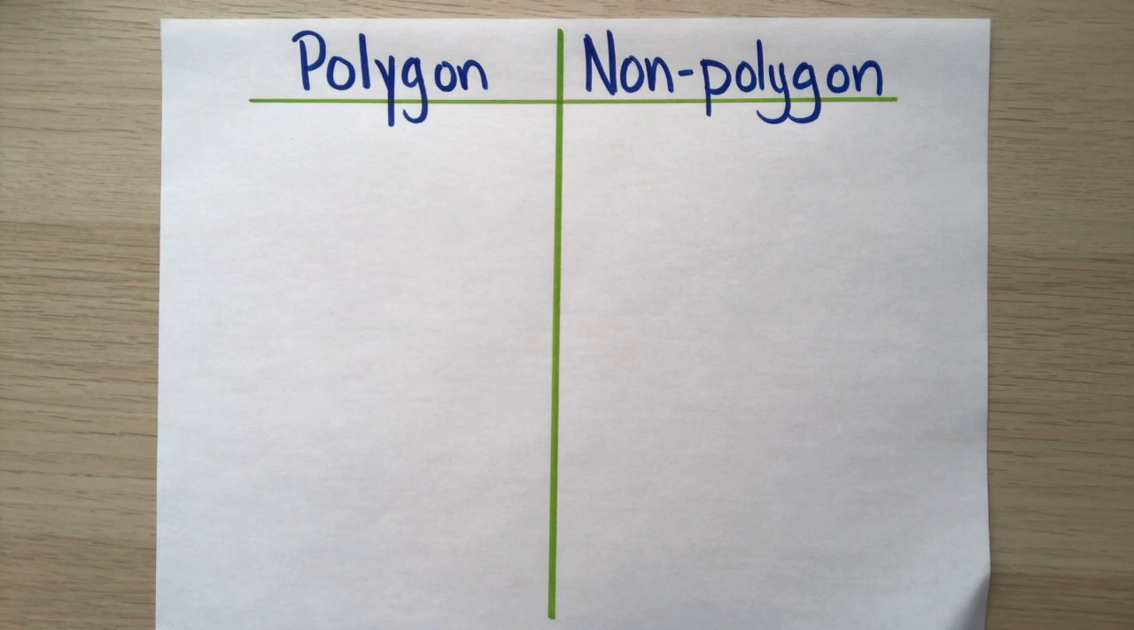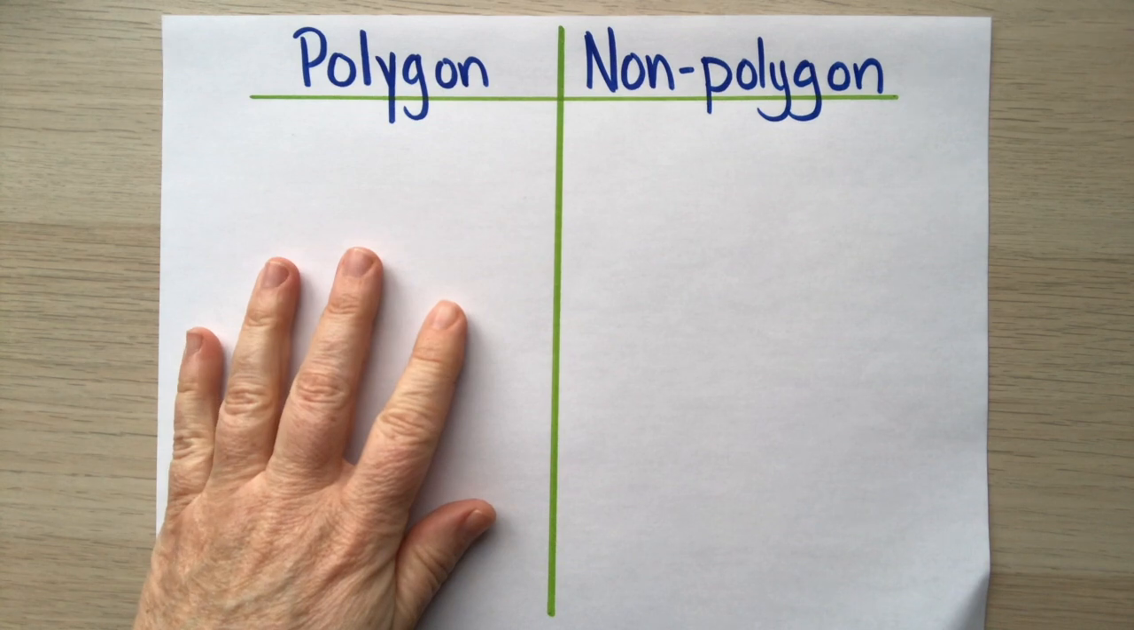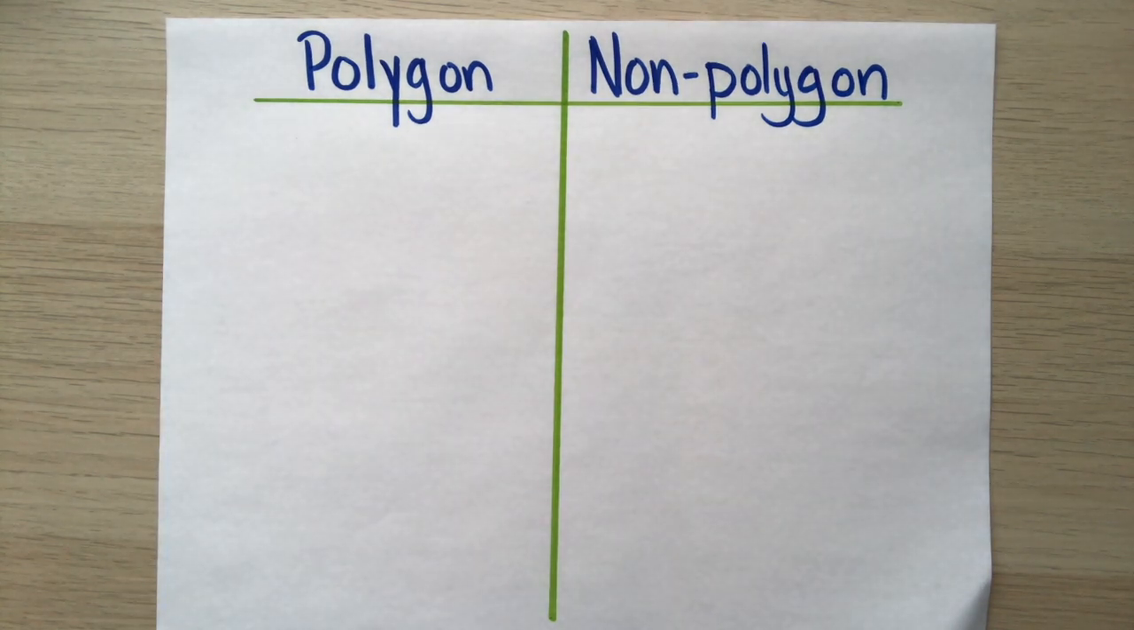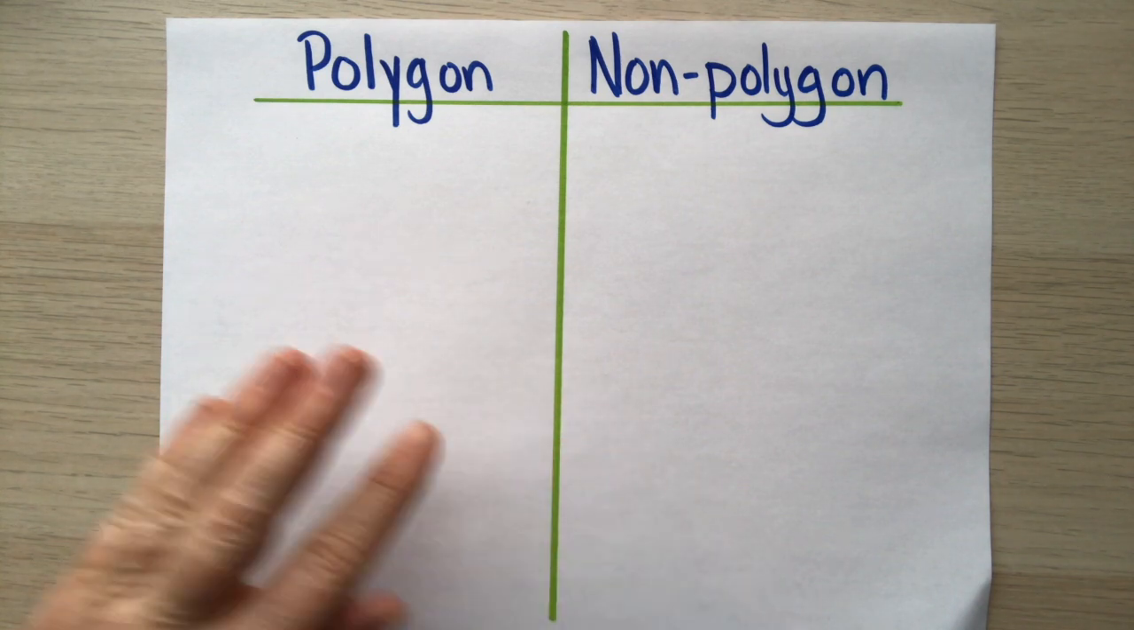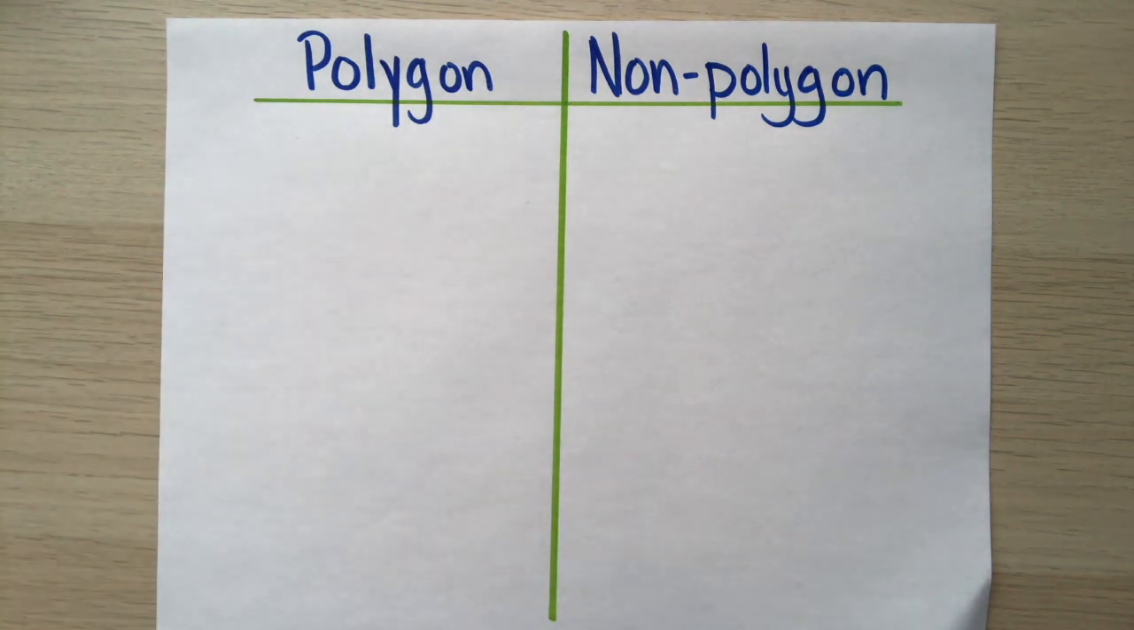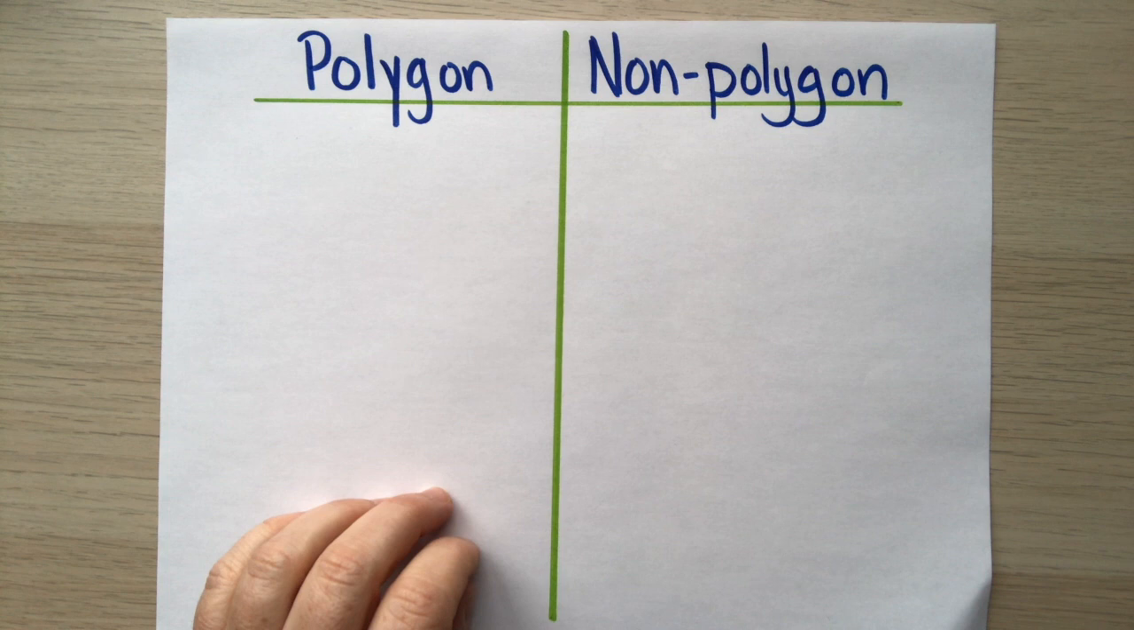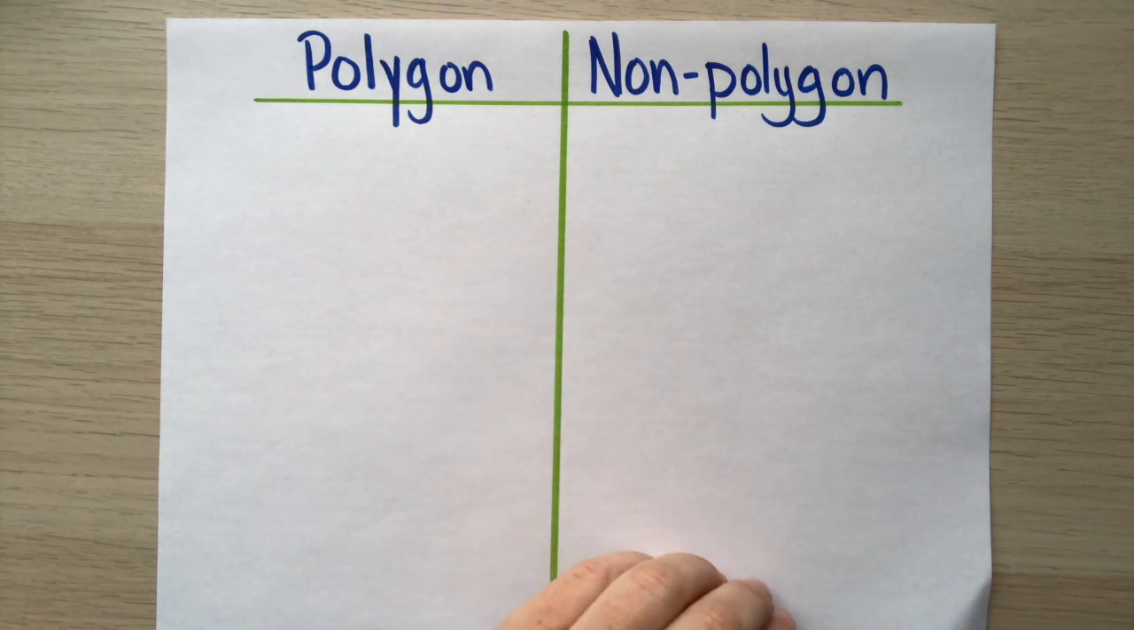So when we are looking at polygons, we want to first of all classify whether a shape is a polygon or whether it's a non-polygon. From there, we can classify it further down when we know whether the shape's a polygon or whether it's not. So on this T-chart, what we're going to do is list the attributes that make a shape a polygon and list the attributes that would make a shape a non-polygon.